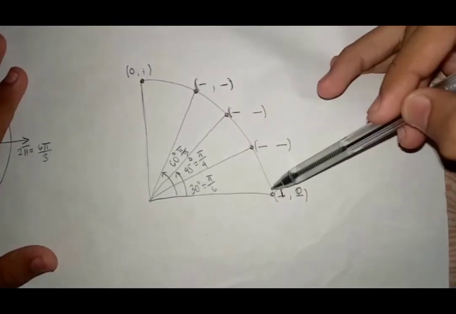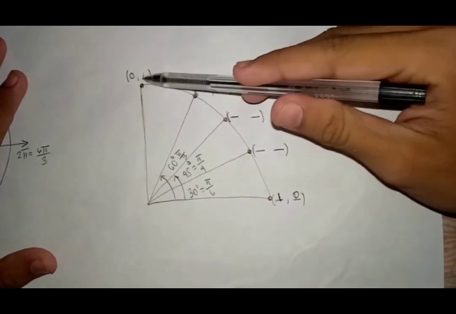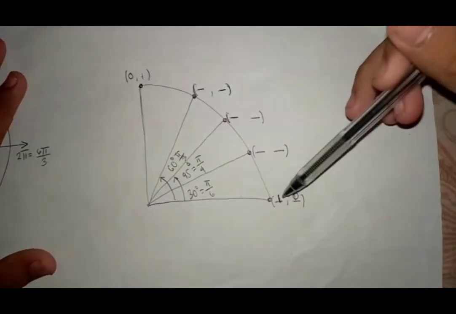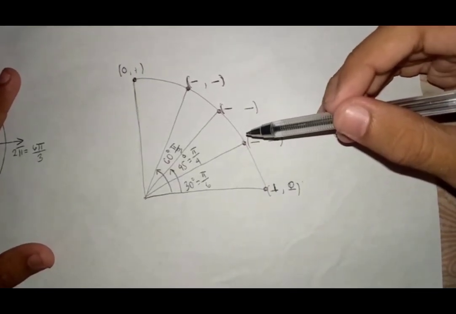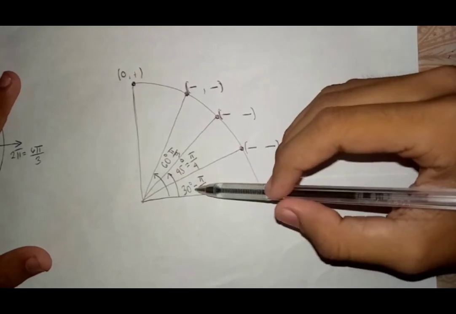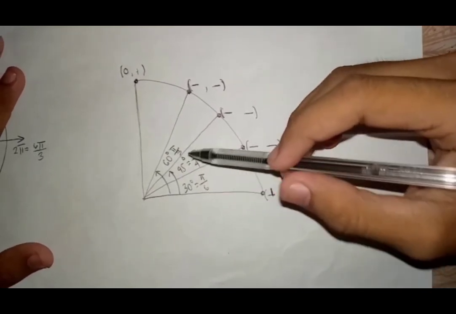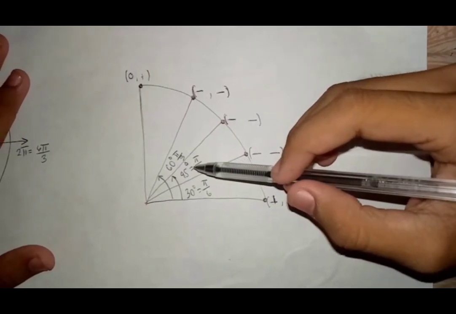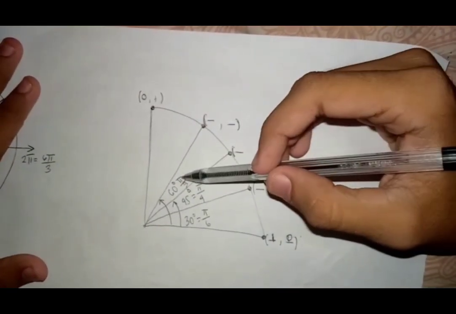The first quadrant has 5 points that are important: 1, 2, 3, 4, 5. (0, 1) and (1, 0), and the other angles were found from special right triangles. The first angle is 30 degrees, which equals pi over 6, 45 degrees equals pi over 4, and 60 degrees equals pi over 3.